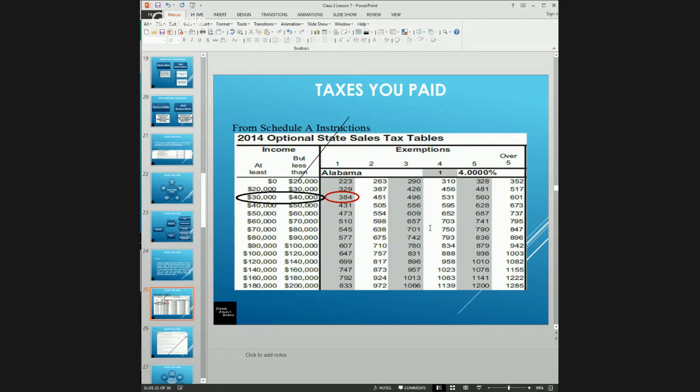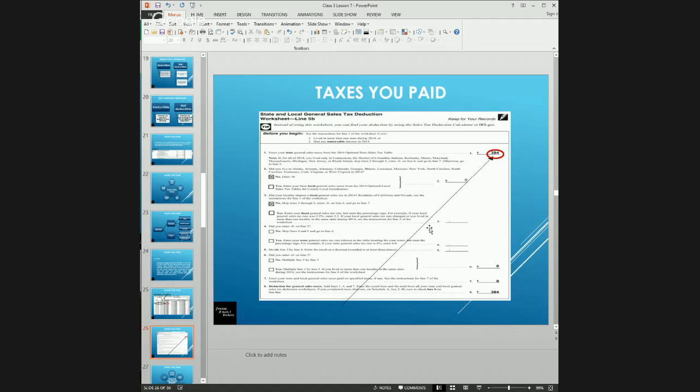So here, optional state sales tax tables for Alabama. Her income falls between $30,000 and $40,000, and she's single, so you can see that her exemption would be 1, and so that amount would be $384. So using the actual sales tax deduction worksheet, you see the $384 on line 1, and you can see they're asking, did you live in one of their specified states? And the answer is no, so we're going to enter 0.